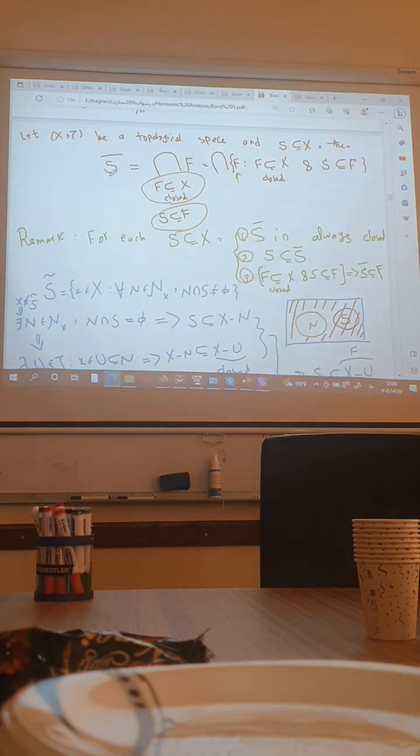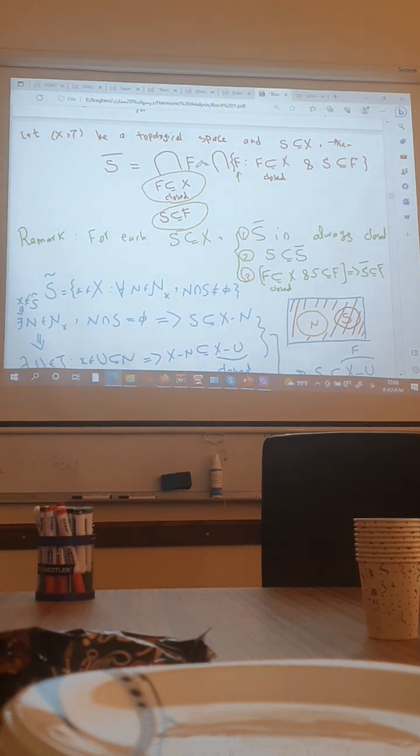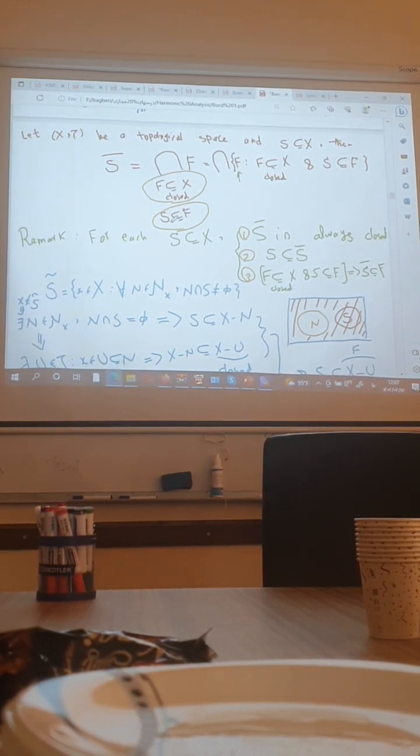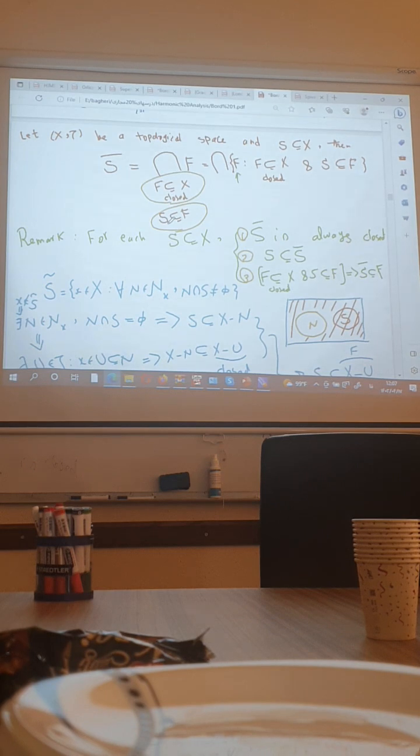Closure of a set. Let X and tau be a topological space and S be a subset of X. Then the closure of S is equal to the intersection of all F such that F is a closed set and F contains S. Okay? The intersection of all F such that F is closed and S is a subset of F.